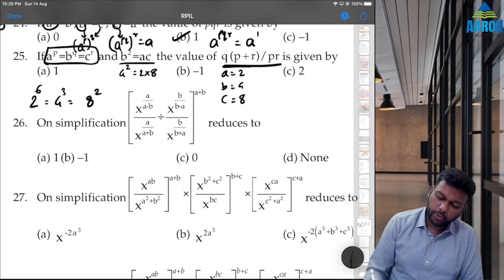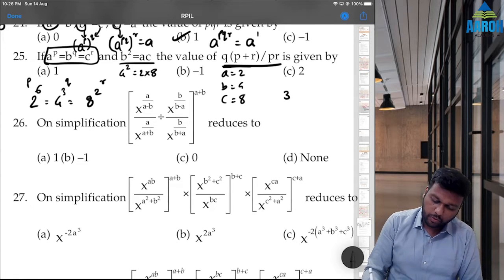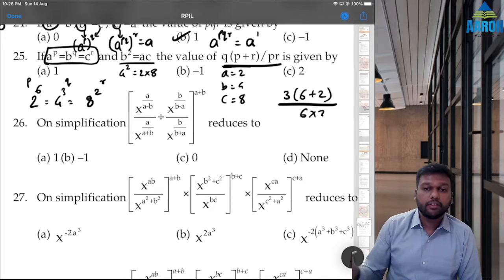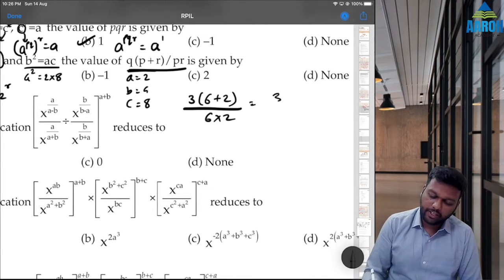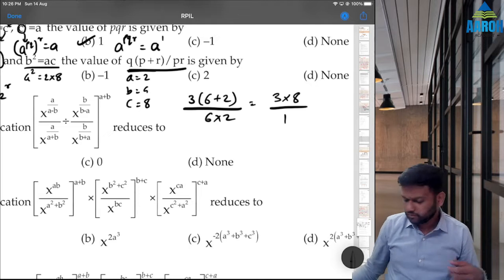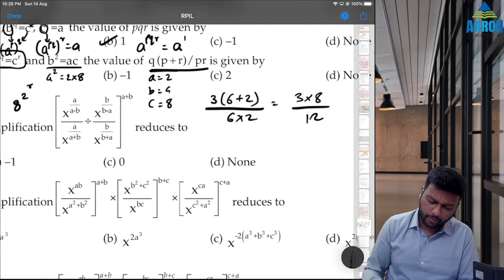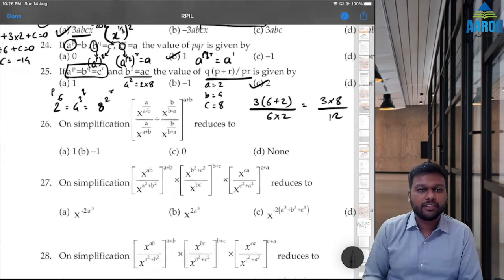So q into p plus r. See, this is p, q, r. So q into p plus r upon p into r. That is our answer. So what is it going to be? 3 into 8 upon 12. What is it? Check on your calculator. 24 by 12. That is 2. Option C is the correct answer. No need to solve.